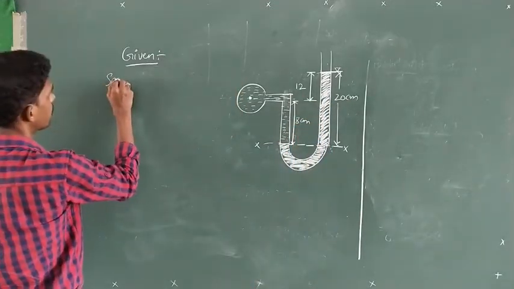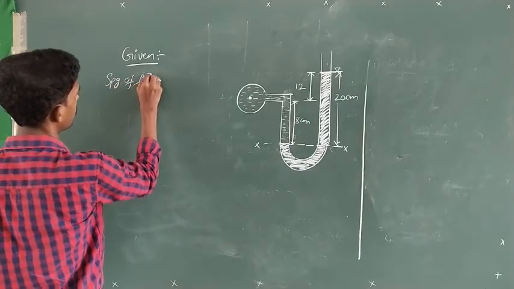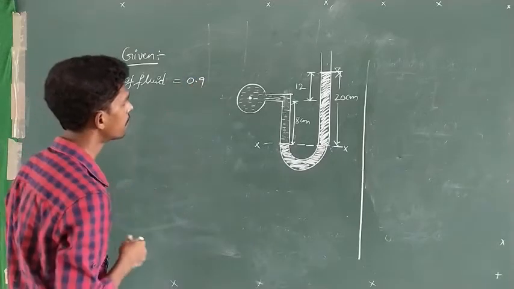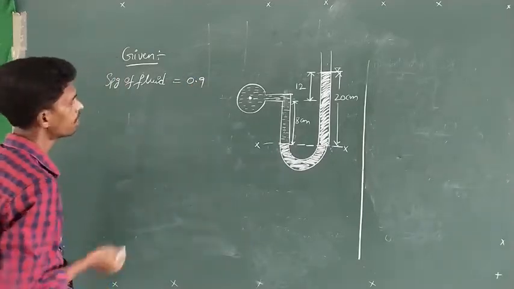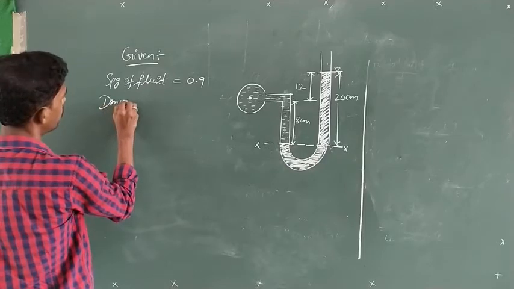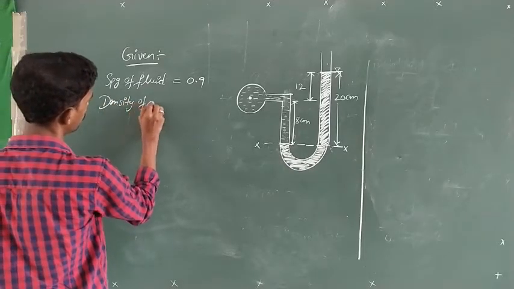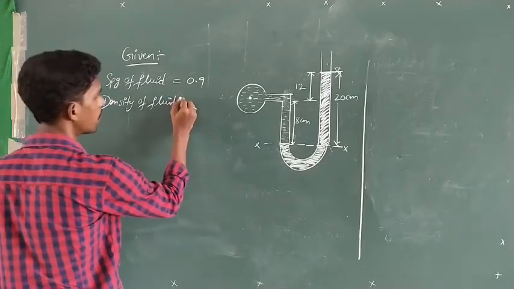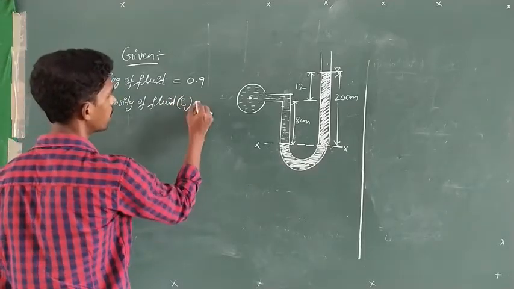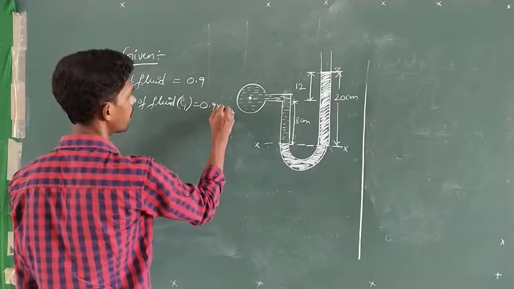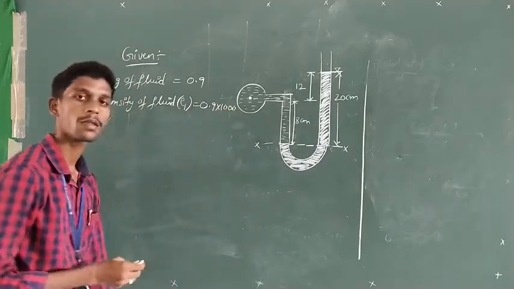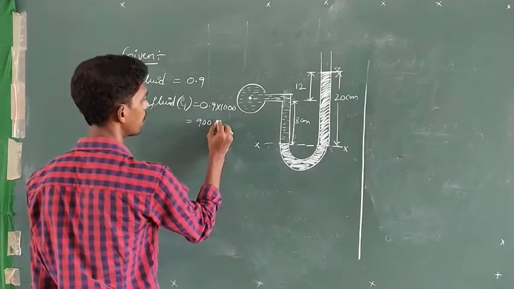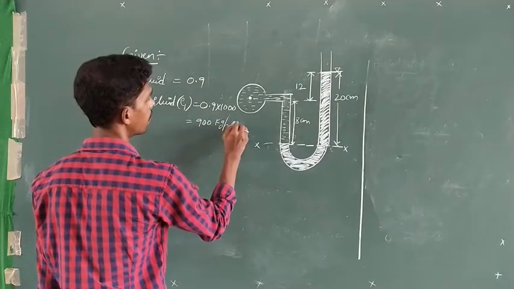The fluid, specific gravity of the fluid, how much is it? 0.9. So, what about the density? Assume it is rho 1. So, 0.9 into 1000, right? 1000 is the density of standard liquid. So, what about the density here? 900 kg per meter cube.